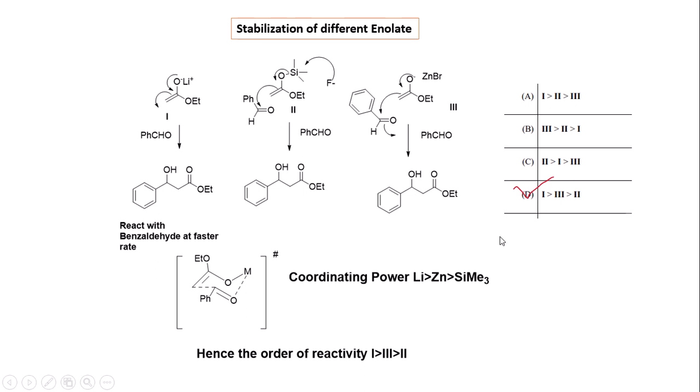We get the aldol type product. So the order of stability of the enolates is 2 greater than 3 greater than 1. So the rate of addition to the aldehyde is 1 greater than 3 greater than 2.